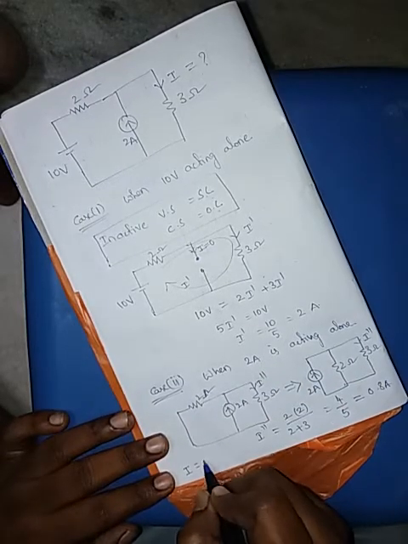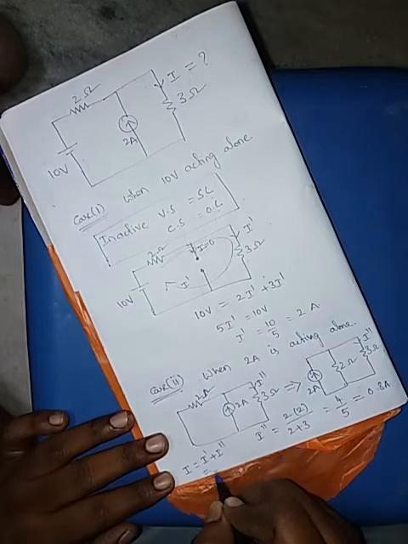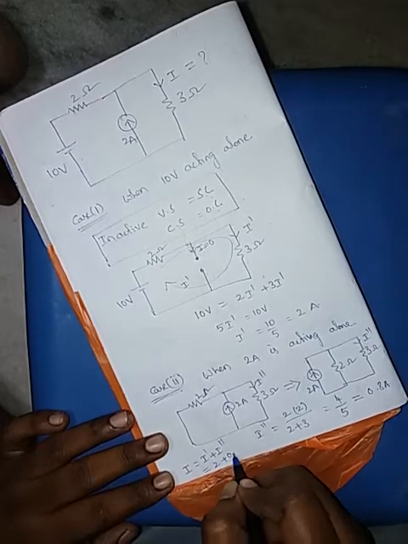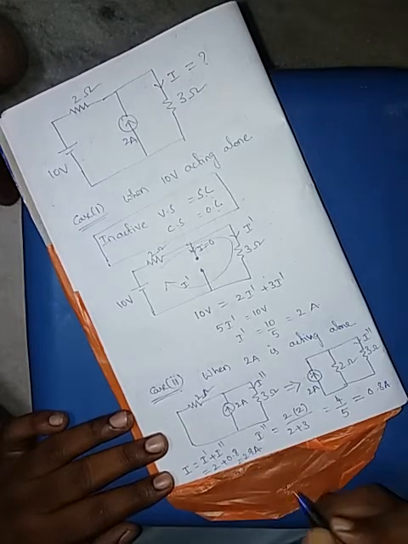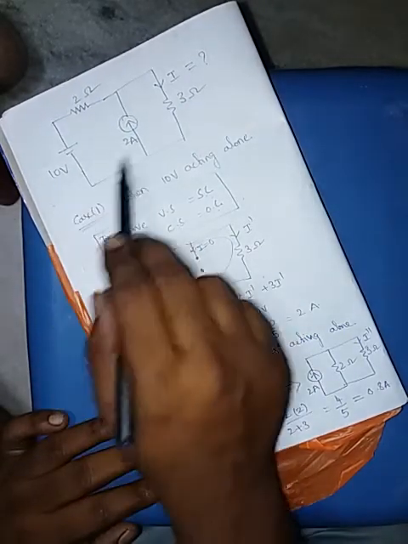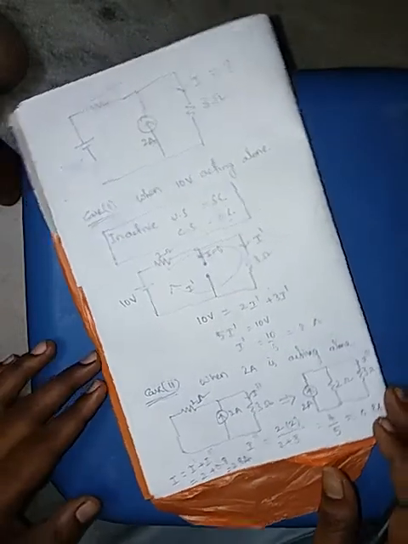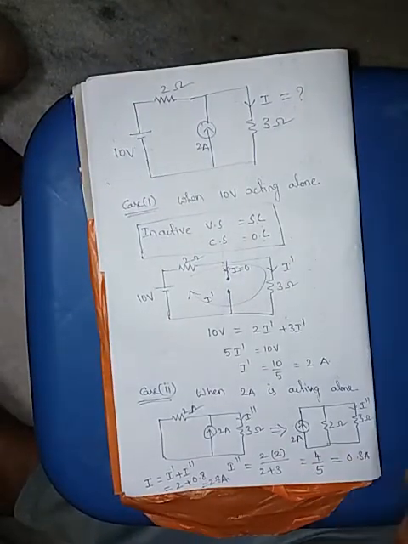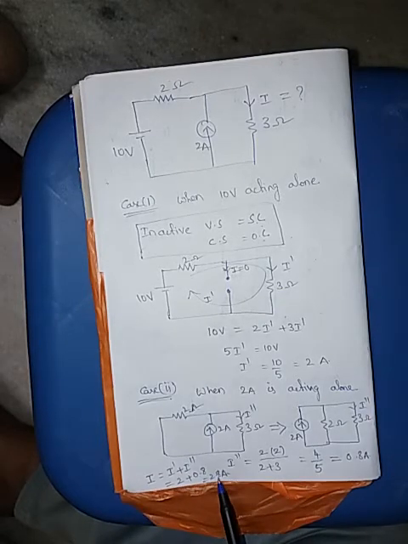Now what is the total current I? I is equal to I dash plus I double dash. I dash is 2, I double dash is 0.8. So hence it is 2.8 amperes. When the two sources are active simultaneously, the current is 2.8 amps. So now you may have the doubt, sir, whether this procedure is right or wrong.